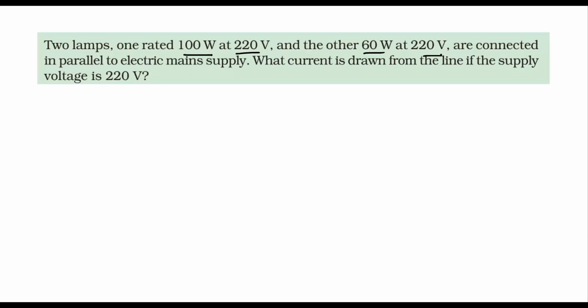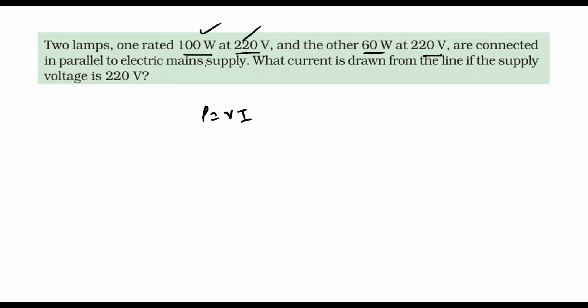Abir, are you there? You are muted. Yes, sir. Will you be able to find out the current in this case? Two lamps, one rated 100 watt and another 60 watt, are connected. This is very simple. P is equal to VI. P is given to you, V is given to you, so you can find out the current.